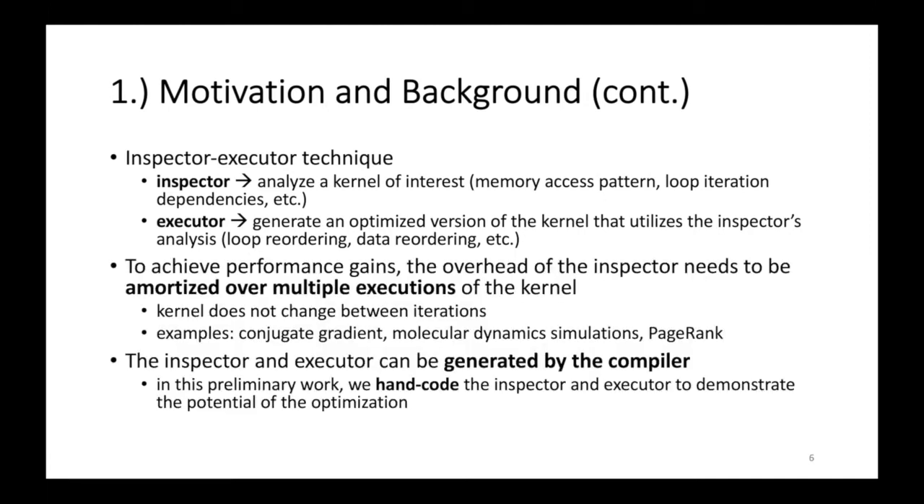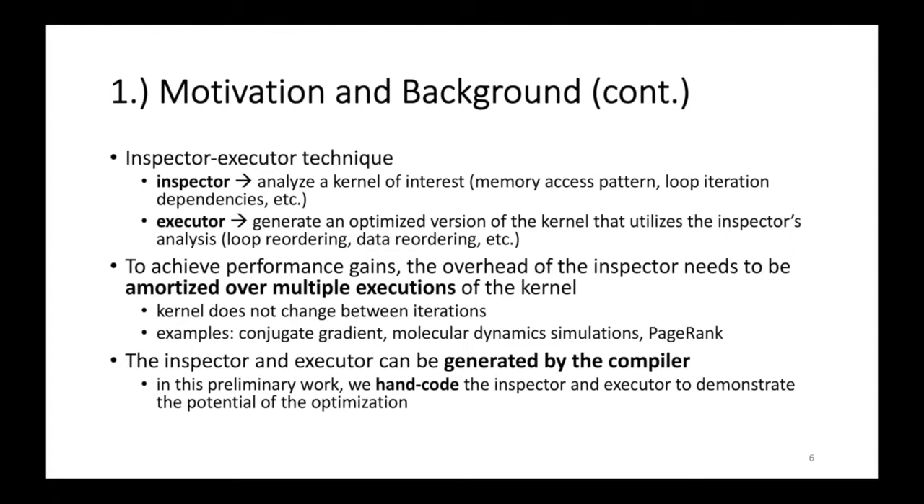The idea is to get performance gains using these optimizations, we need to be able to amortize the cost of the inspector over multiple executions of the kernel. The inspector is added to the original program, so it has some amount of extra overhead. So we're looking for kernels that don't change between iterations. That way we can run the inspector once and then reuse its analysis over multiple executions. Examples where this can be found are Conjugate Gradient, molecular dynamic simulations, and PageRank. And these are the three apps that we study in this work.